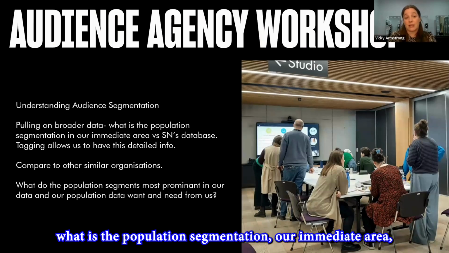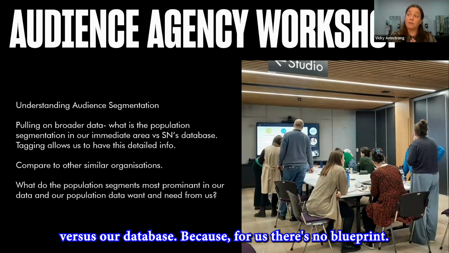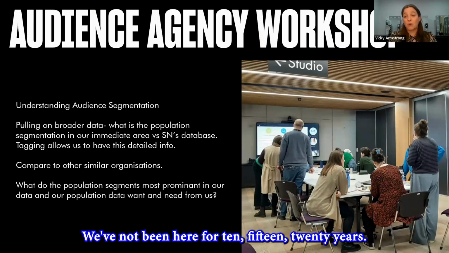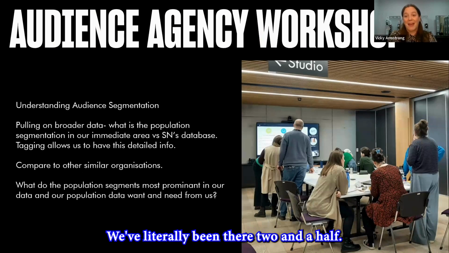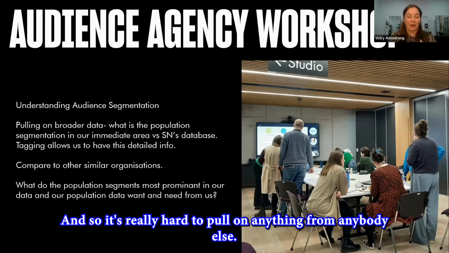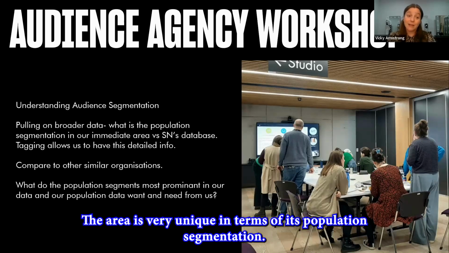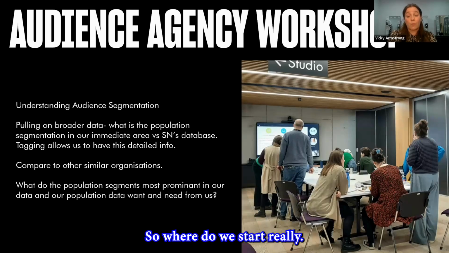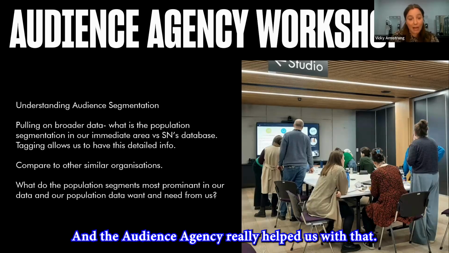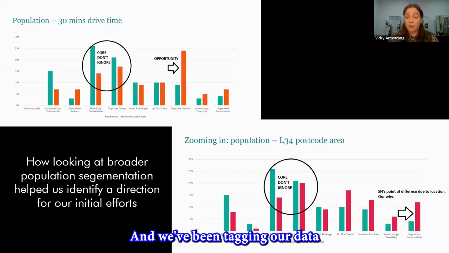Like, what is the population segmentation in our immediate area versus our database? Because for us, there's no blueprint. We've not been here for 10, 15, 20 years. We've literally done 2.5. So it's really hard to pull on anything from anybody else. There's no venue similar to us in the area. The area is very unique in terms of its population segmentation. So where do we start, really? And the Audience Agency really helped us with that. And we've been tagging our data, and this is what it showed us.